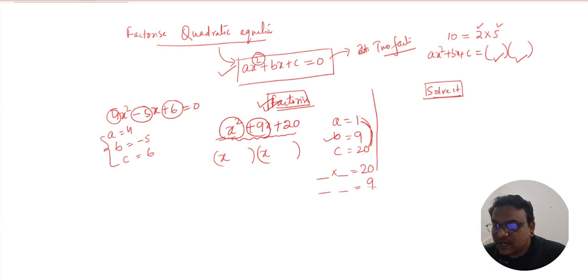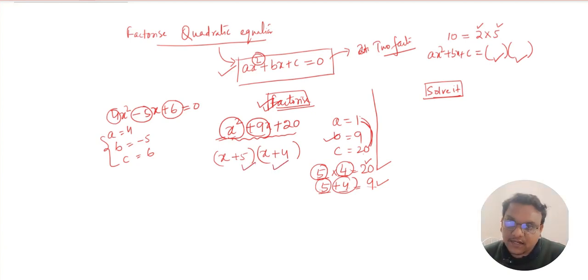So how to do this? Tell me two numbers whose product is 20, but whose sum should be 9. So we can say it is 5 times 4, and it is plus 5 plus 4. Two numbers we got: 5 times 4 is 20 and 5 plus 4 is 9. So we got x plus 5 and x plus 4. So these are the factors. Do you understand? Someone will say, sir, can't we write x plus 4 first and x plus 5 second? Doesn't matter, same thing, because in multiplication the order doesn't matter.